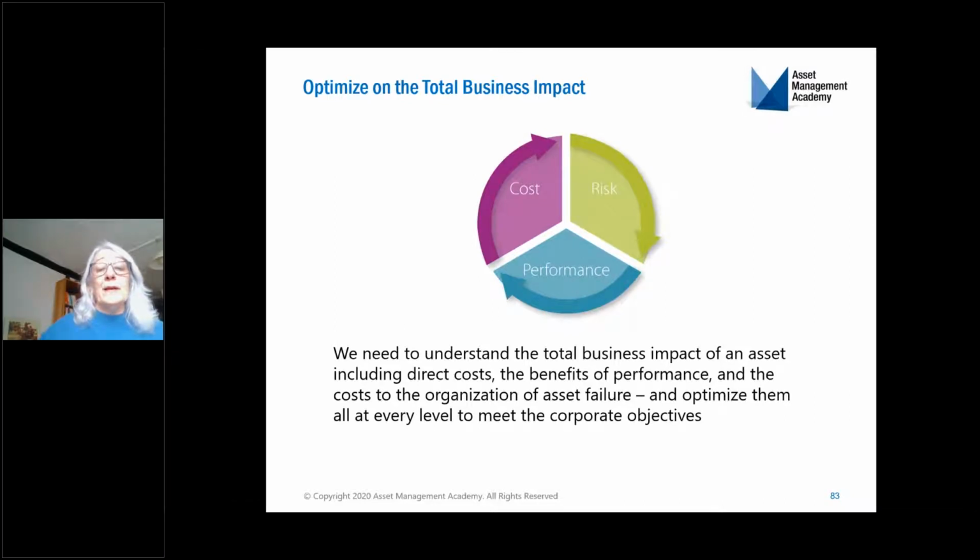It might make us a bit unpopular: when everybody's worried about safety, we're talking about cost, and when everybody else is talking about cost, we're talking about safety. But our job is to understand how all of those come together. The total business impact, direct costs, benefits of performance, the cost to the organization if the assets fail, and optimizing all of these at every level to make sure that we can deliver our organizational objectives. So our job really is to be here always, to hold the center.